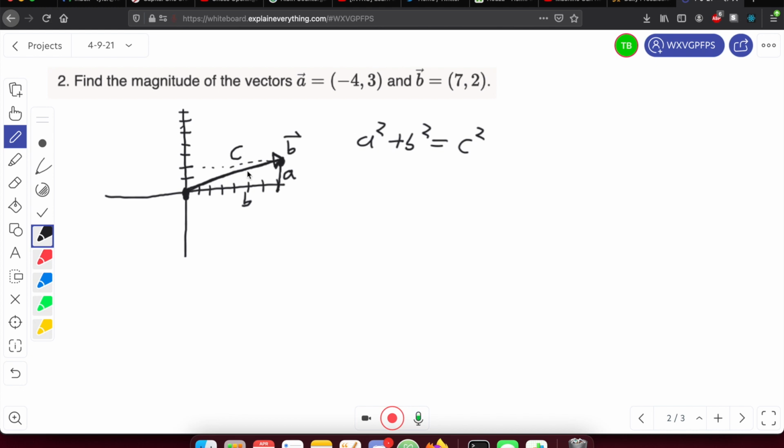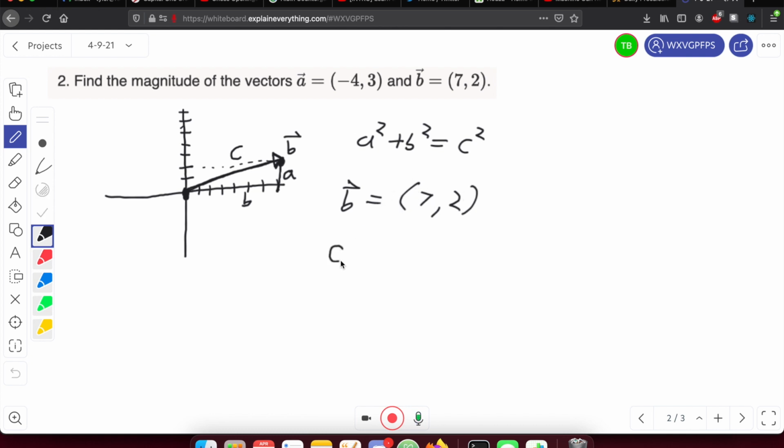So we're looking for the hypotenuse of a triangle. We can use the Pythagorean Theorem to solve for it. Since we described b here, we'll start with b. We have that b is equal to (7, 2). And so we're simply going to plug in the coordinates.